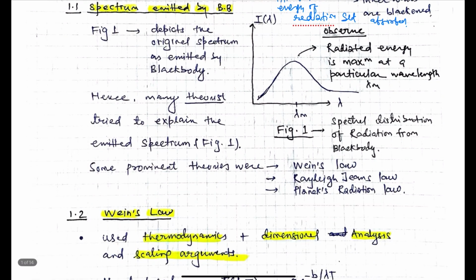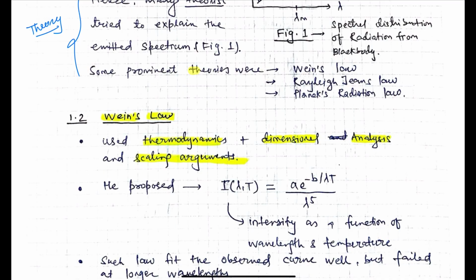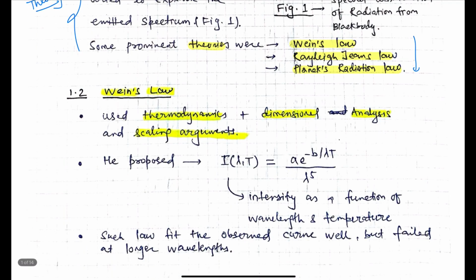Hence, many theorists were interested in this particular development, and they tried to explain the emitted spectrum through theory. Some prominent theories given by such theorists were Wien's law, Rayleigh-Jeans law, and Planck's radiation law. So these are in successive manner. At first Wien's law was developed, then Rayleigh-Jeans law, then finally Planck's law. So we are going to study these all, and these all are part of the PYQ.